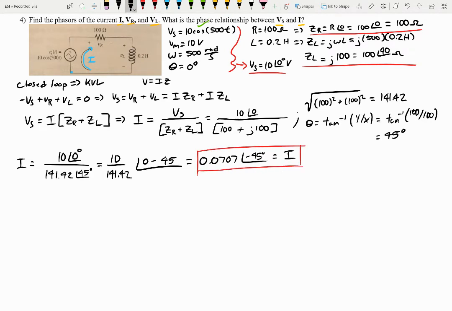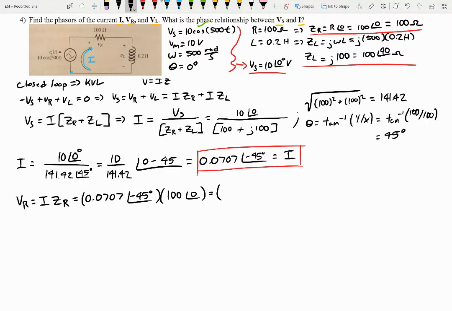All right. But now let's go find voltage in the resistance and voltage in the inductor. So voltage in the resistance, using our Ohm's law, will just be I Z of R. So if we go and plug this in, since we're doing multiplication, we'll just use 0.0707 and angle negative 45 degrees. Okay. Our Z of R, like we said, is going to be 100 at angle 0.